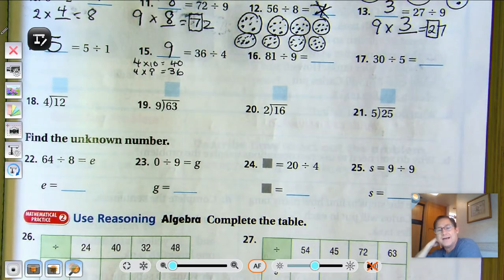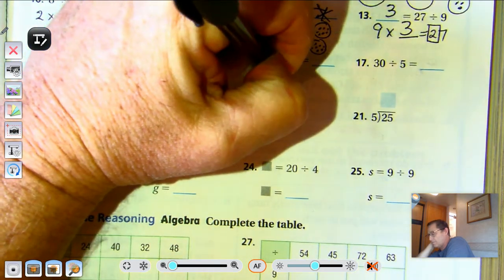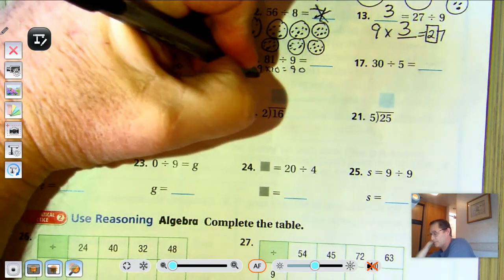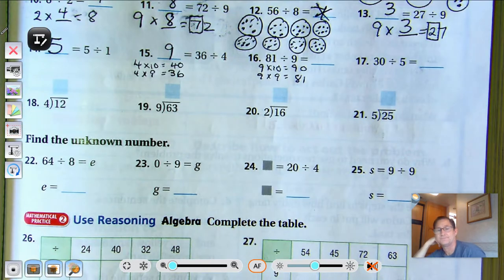81 divided by 9. Well, 9 times 10 is 90. So 9 times 9 must be 81.